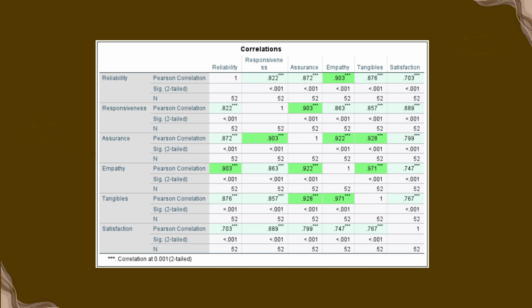In summary, the analysis highlights the importance of service quality dimensions, particularly empathy and assurance, in determining overall student certification with the service provided by the Student Affairs Division.